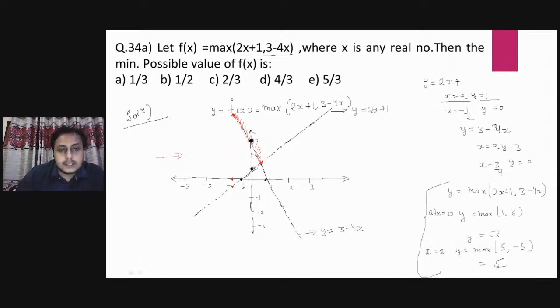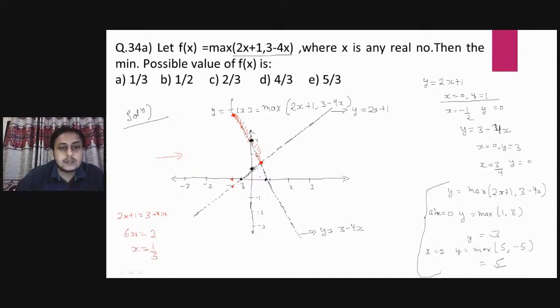Let's see what this intersection point is. This is the intersection point of these two equations, and we can easily find it. How? Just equate these two equations: 2x plus 1 equals 3 minus 4x. What will you get? You will get 6x equals 2, so x equals 1 by 3.